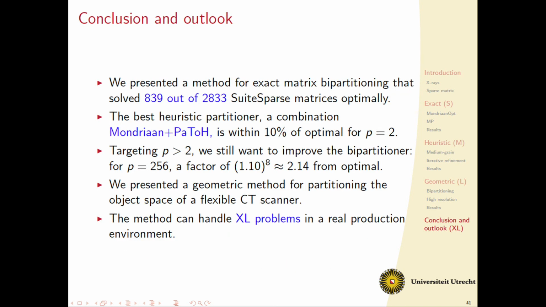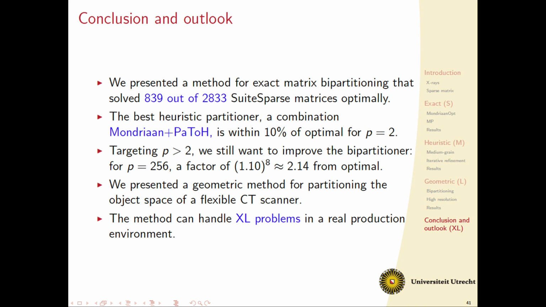So the conclusion. We could solve 839 matrices to optimality using an exact solver, and I think we can do more. You can find them on the MondriaanOpt webpage, also the ones with the newer method. So to answer a question, how good is current partitioning? The answer is, for two processors, it's within 10% of optimal.